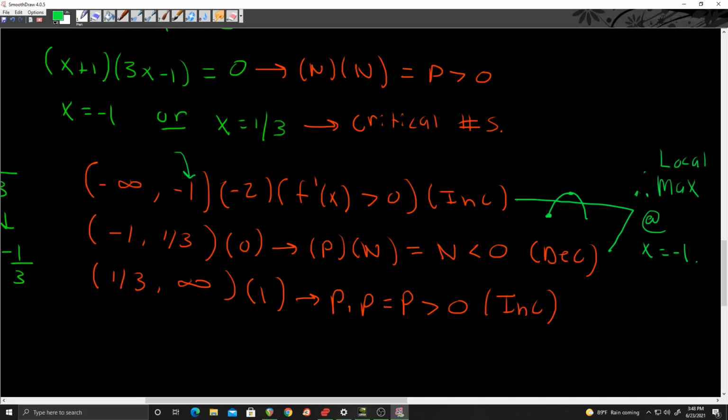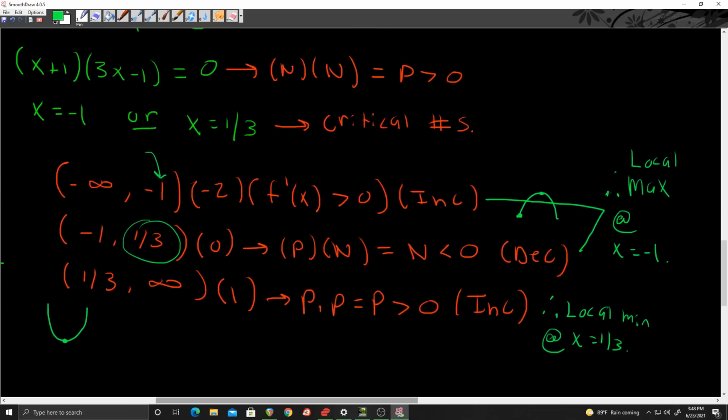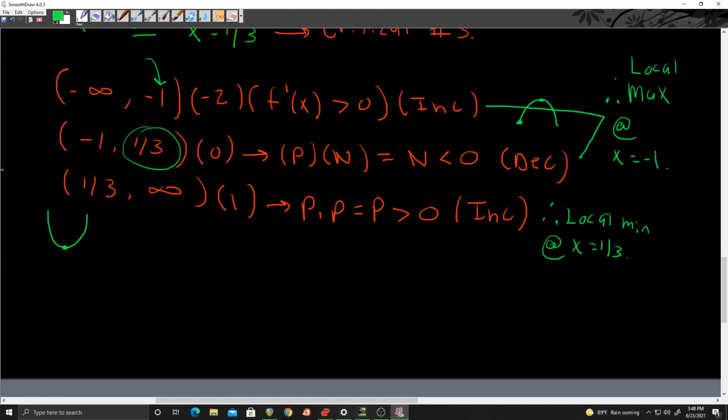Now, decreasing to increasing. Once again, what does that look like? Decreasing to increasing looks like this, and that means we have a minimum, and the location of that minimum is going to be here at 1/3. So therefore we are going to have a local minimum at x equal 1/3. Very, very nice.